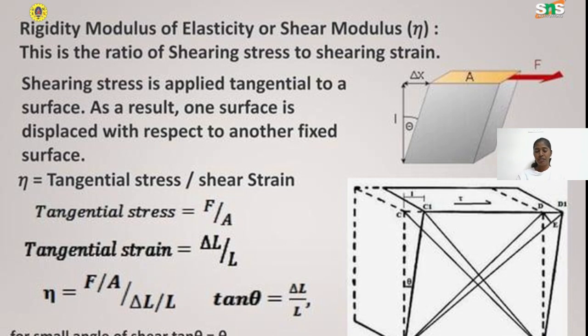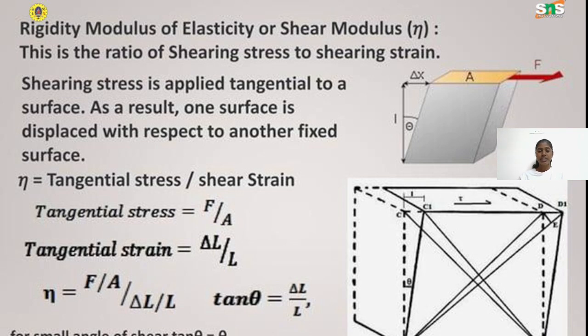What is the meaning of shearing here? Shearing is nothing but twisting or turning. The change in angle is called shearing. The shearing stress is the stress applied at an angle. So rigidity modulus is the ratio between the shearing stress and the shearing strain. Here the stress is applied at an angle, and the strain is also produced in the material at an angle.